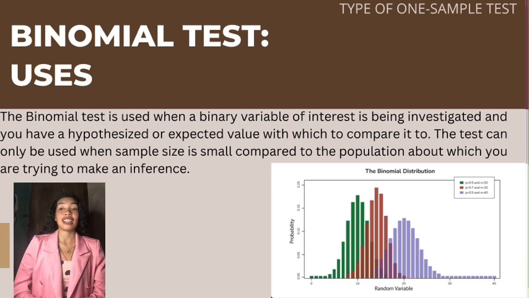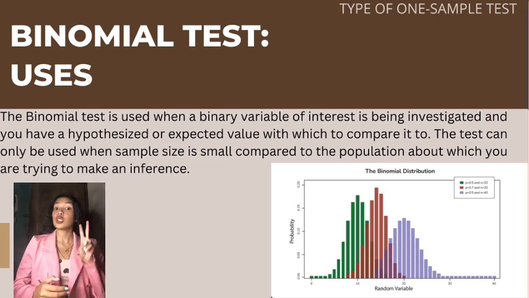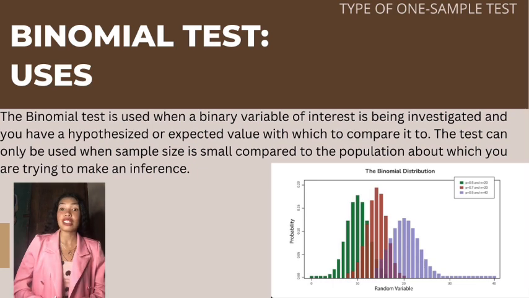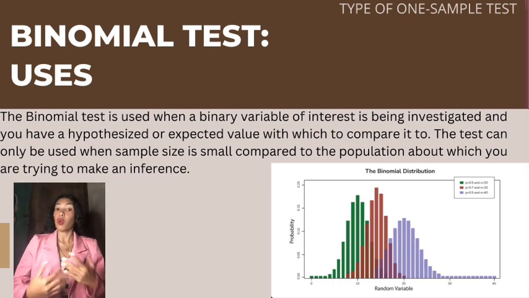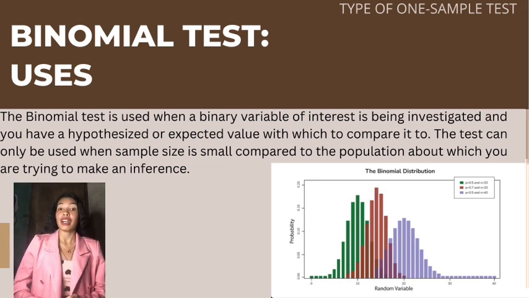It is also very important to know when to use the binomial test. The binomial test is used when a binary variable of interest, or a variable that can take only two possible values, for example mortality, dead or alive, is being investigated, and you have a hypothesized or expected value with which to compare it. The test can only be used when the sample size is small compared to the population about which you are trying to make an inference.